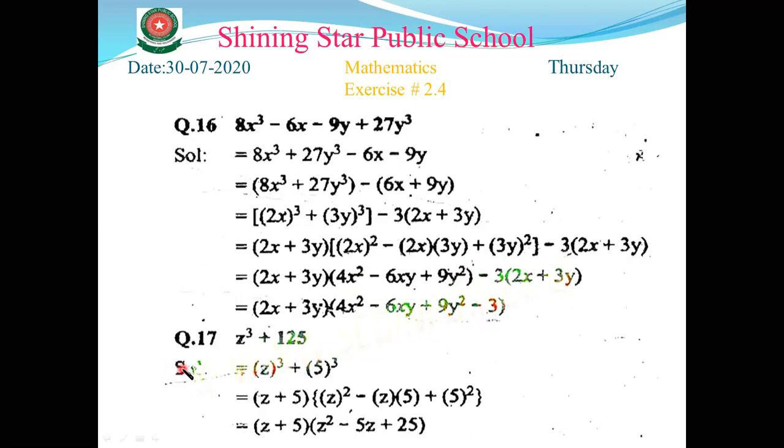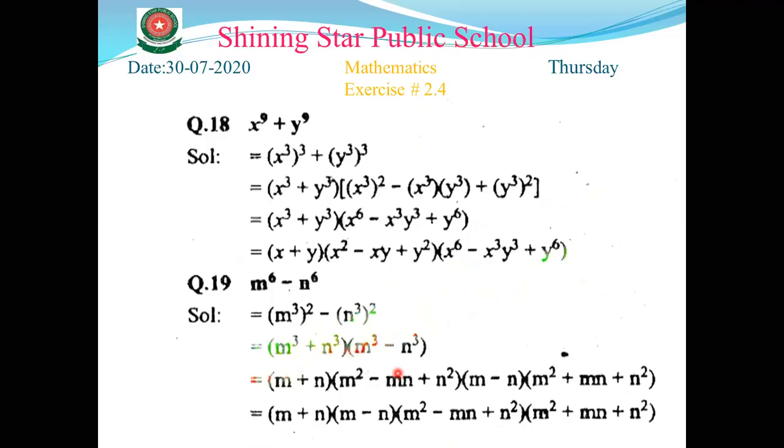Now let's start question number 17. z cube plus 125. We can say that 125 is the cube of 5, so we write z cube plus 5 cube. Now a cube plus b cube equals a plus b into a square minus ab plus b square. Here a is z and b is 5, so z square minus 5z plus 25. This is your required answer.